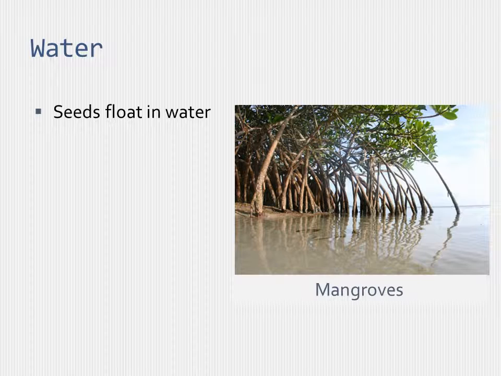Water. The seeds of a mangrove can float in water. The seeds are then transported through the water and dispersed in a suitable environment for the seeds to grow.